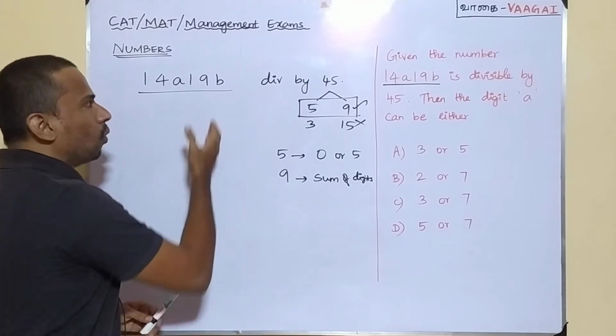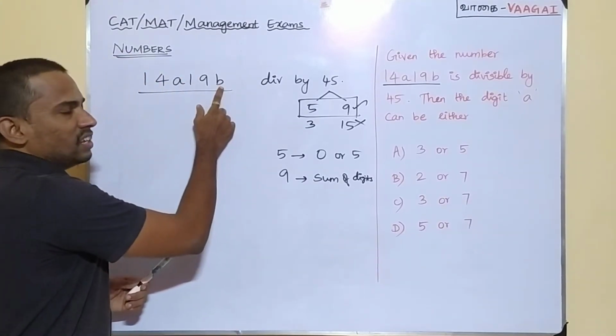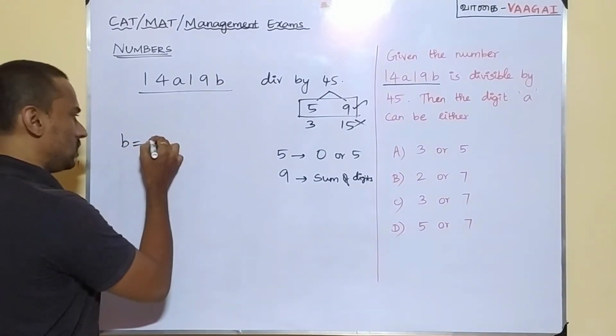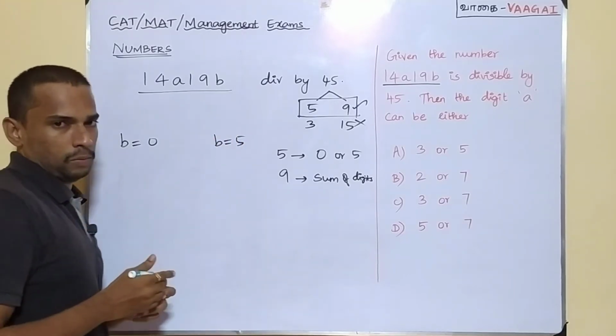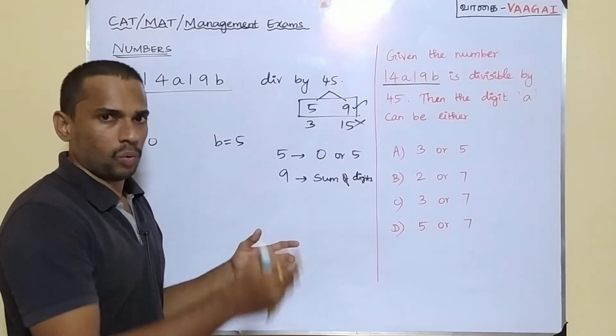In that case, what is the units place of our given number? What do we have in the question? The units place is the digit B. That means our B will be either 0 or B will be 5. I hope you are able to agree with this. Is the point clear? Are you okay with the flow we are taking?